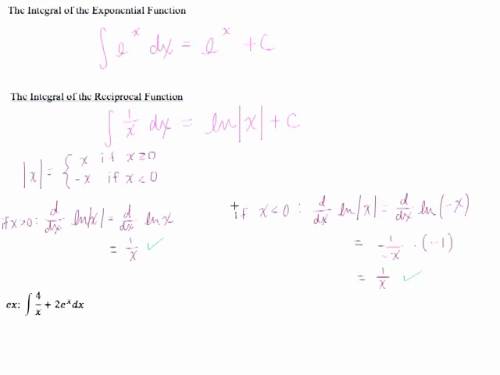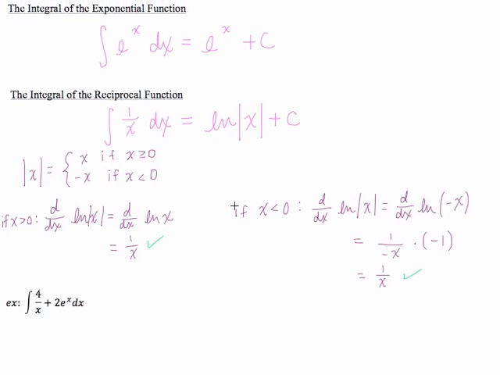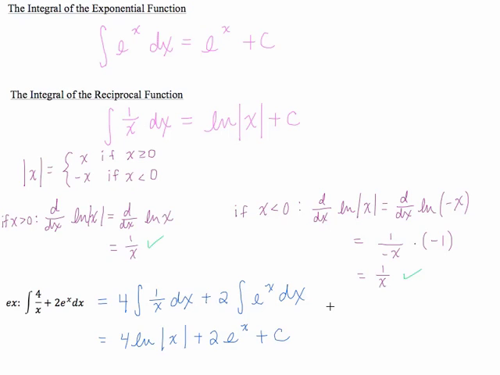So let's look at this example here. We have the integral of 4 over x plus 2 e to the x. Using our antiderivative rules, we can split it into two integrals. At the same time, I'm going to pull the constants out, and I will show this step this time. I'm going to write it as 4 times the integral of 1 over x dx plus 2 times the integral of e to the x dx. So we get 4 times the natural log of the absolute value of x plus 2 times e to the x plus our constant c.